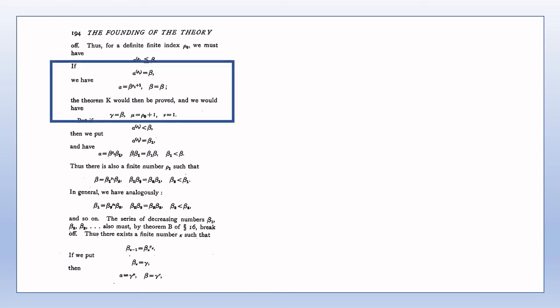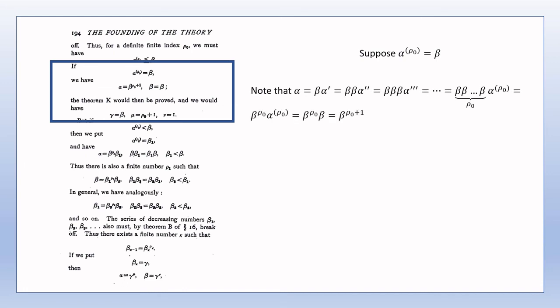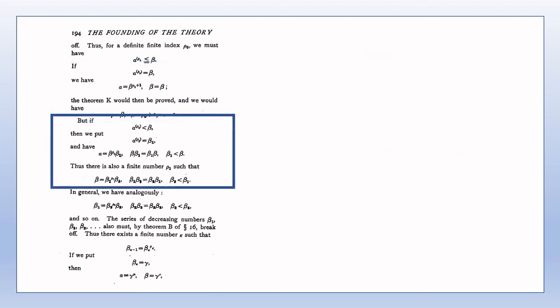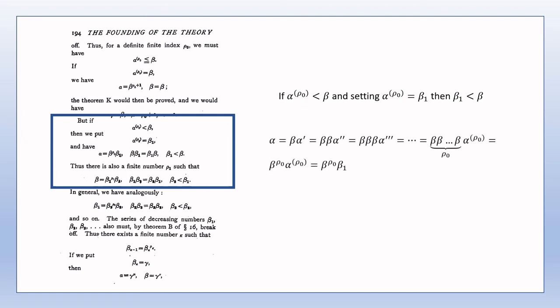Suppose that alpha rho naught is equal to beta. Then note that alpha equals beta alpha primed equals beta beta alpha primed and so on. Then alpha is equal to beta to the power of rho naught plus 1. Thus Theorem K is proved in the case that alpha rho naught is equal to beta, if we set gamma equal to beta. However, if alpha rho naught is less than beta, then on the assumption that alpha rho naught is equal to beta 1, then beta 1 is less than beta. Alpha equals beta to the power of rho naught times beta 1, as shown.